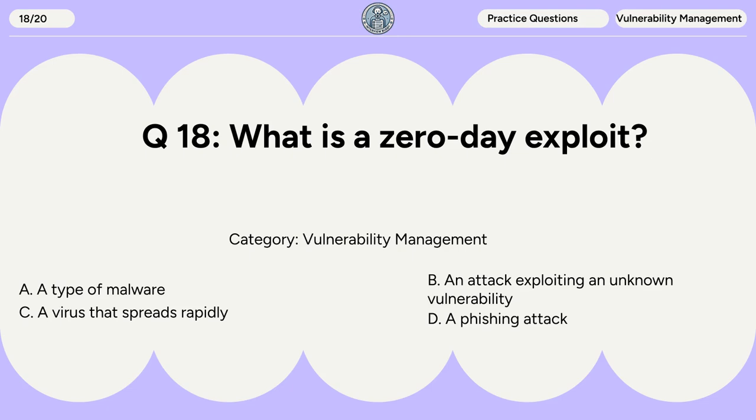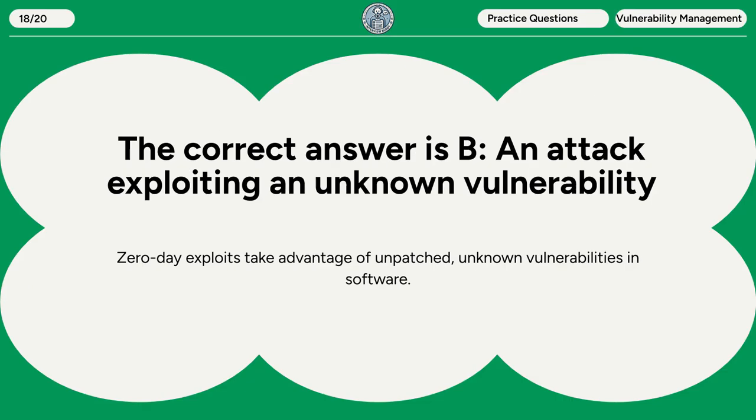Question 18. What is a zero-day exploit? A. A type of malware. B. An attack exploiting an unknown vulnerability. C. A virus that spreads rapidly. D. A phishing attack. The correct answer is B. An attack exploiting an unknown vulnerability. Zero-day exploits take advantage of unpatched, unknown vulnerabilities in software.